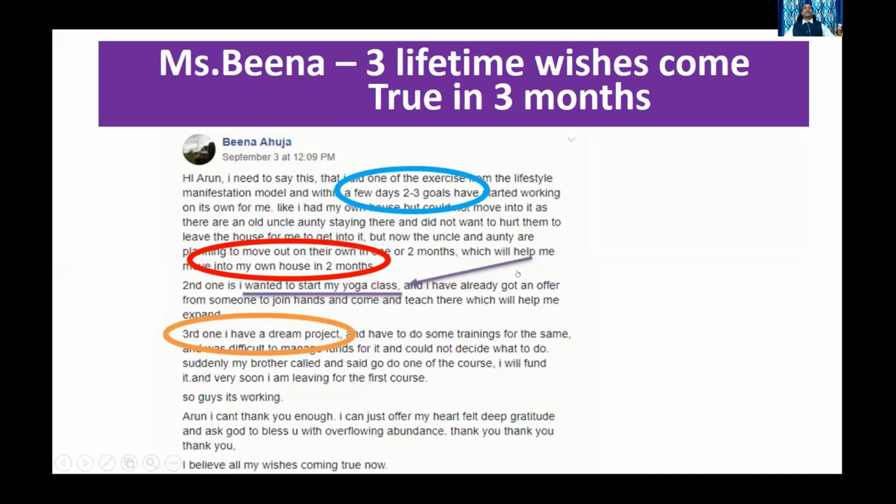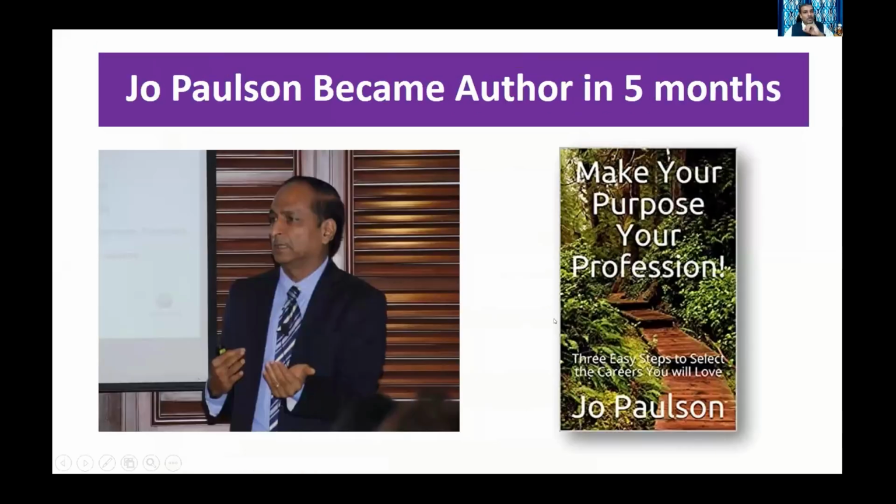That's the beauty of it. Hi, my name is... Okay, so Miss Beena, she's from Mumbai, and she had three things as her lifetime achievement. One is that she wants to live in her own house, then she wants to start a yoga studio, and then she had a dream project wherein a lot of money is required for her to start it. Within 3 months, all those things she had as her lifetime achievement materialized, manifested, and now she has upgraded her vision, and she's going for larger things in her life. That's what is exactly possible.